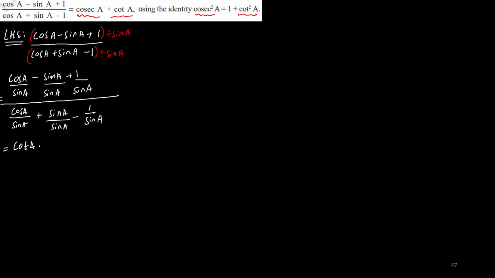This is cot A minus sin A by sin A, which is 1, plus 1 by sin A, which is cosec A. Divided by cos A by sin A, which is cot A, plus sin A by sin A, which is 1 again, minus 1 by sin A, which is cosec A.